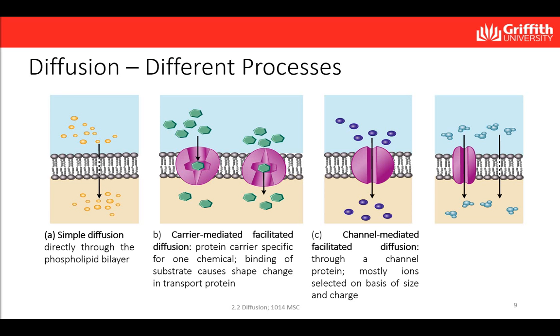In channel-mediated facilitated diffusion, transmembrane proteins transport substances such as ions or water through channels from outside of the membrane and into the cell. These channels are very selective due to pore size and the charges of amino acids lining the channel. Finally, osmosis is the diffusion of water through a selectively permeable membrane, often using protein channels called aquaporins.